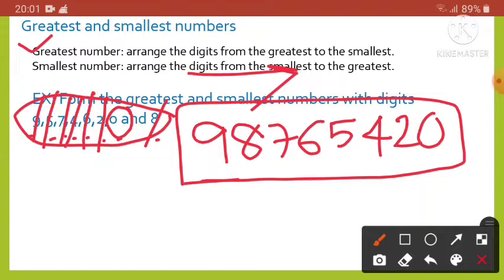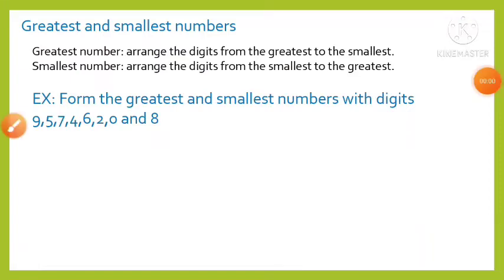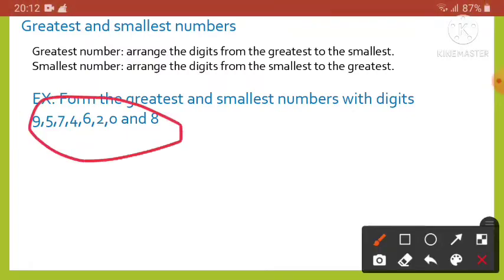Next is to make the smallest number with all the digits given here. If we are trying to make the smallest number using all these digits, we have to arrange digits from smallest to the greatest. So it is the opposite of the greatest number. Now let's check. Now we have to make the smallest number using all these numbers. How to do it? We have to arrange the digits from smallest to greatest.